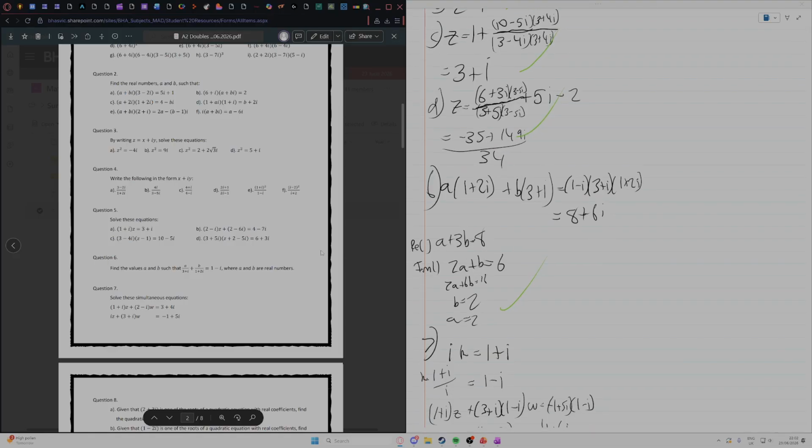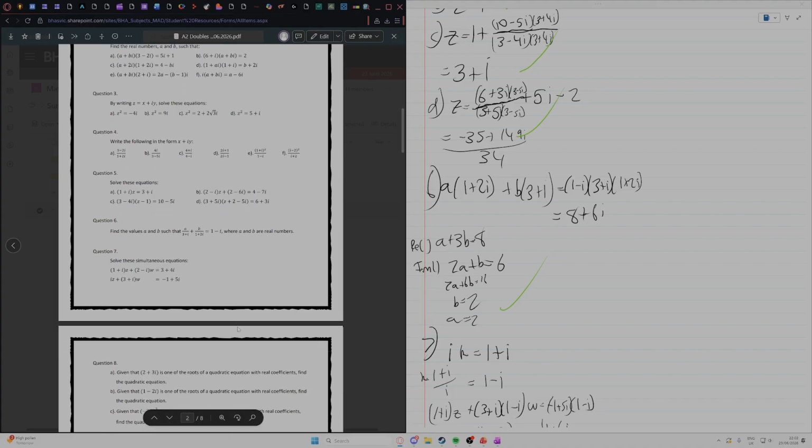All right, question 6. This is kind of like a little partial fractions type question. It's the same setup as when you're doing partial fractions, except instead of equating the x squared terms and the x terms, you're equating the real terms and the imaginary terms, and then you solve simultaneously.